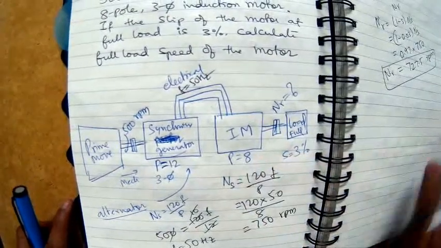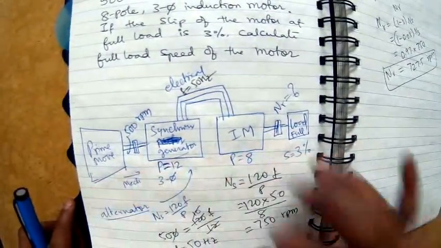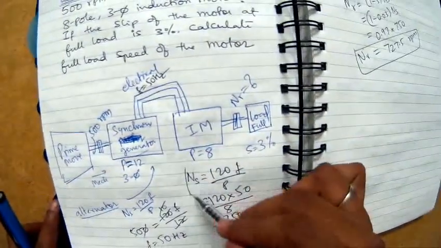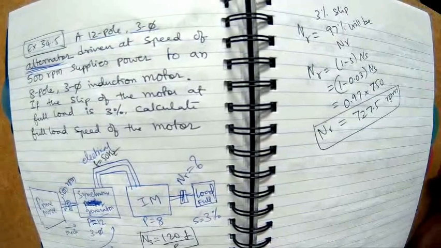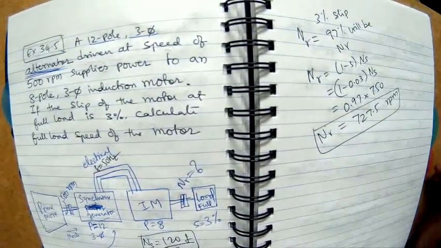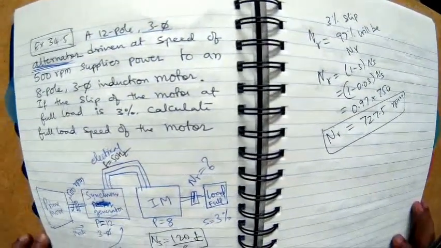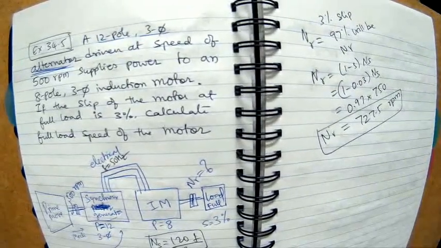This is a slightly complicated problem, but I thought it is based on the basic fundamentals, the basic equation Ns is 120 F by P. With this, I'll stop here doing problems on the fundamentals of induction motor. We'll learn some more theory and then we'll go back to solving some more problems.